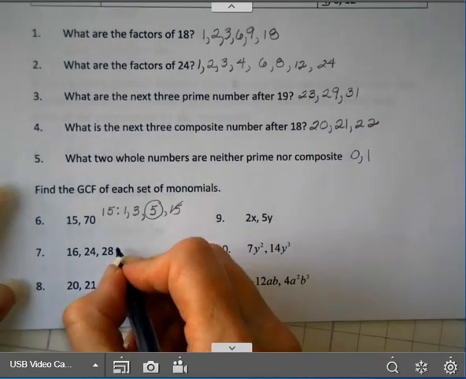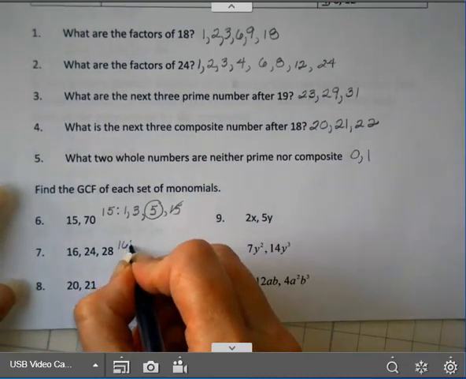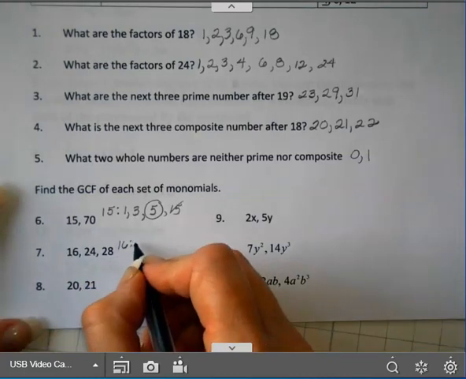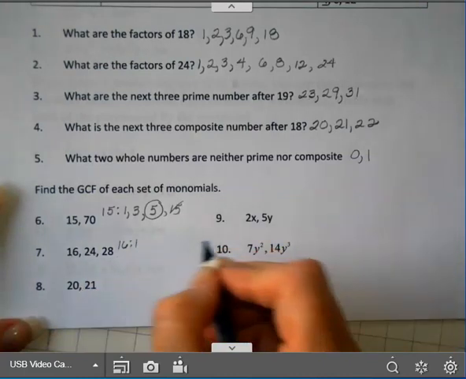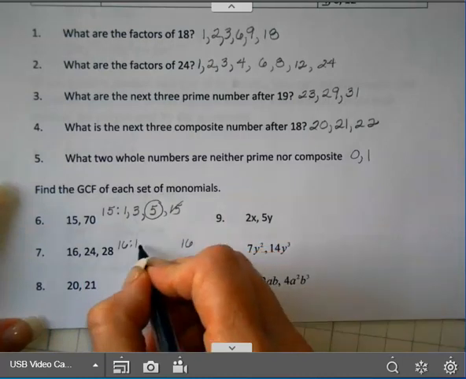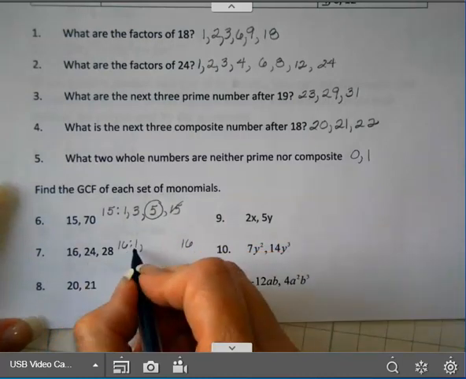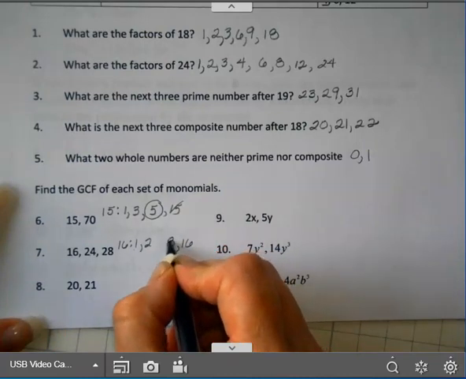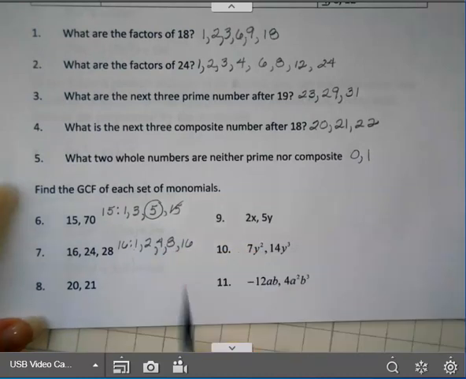On this one, I would just list 16. You could list all the factors of 16, all the factors of 24, and all the factors of 28. But I'm kind of lazy, so I like to just list the smaller one. So I have 1 and 16, 2 and 8, 3 doesn't work. And then 4 and 4 work, and there's no number between 4 and 4, so I'm done. And then test to see.